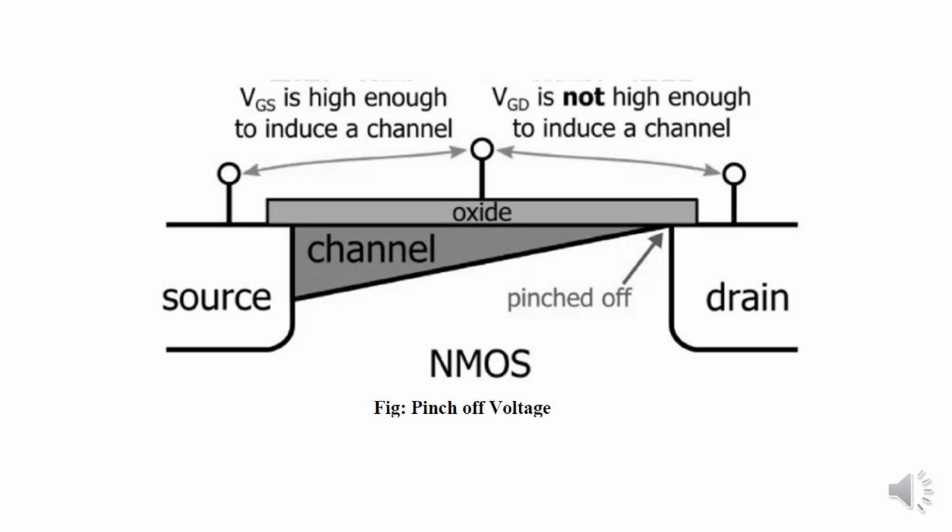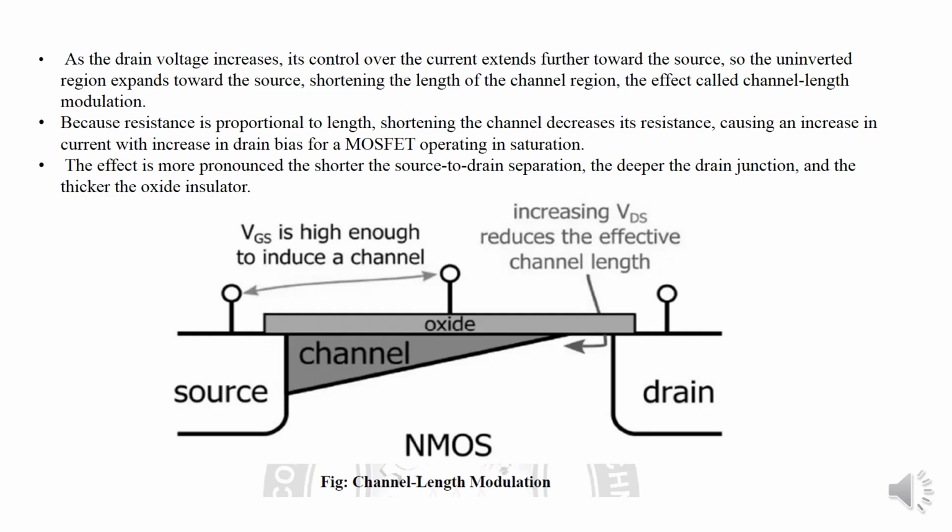so the uninverted region expands towards the source, shortening the length of the channel region, and this is called channel length modulation. Because resistance is proportional to length, shortening the channel decreases resistance, causing an increase in current with increase in drain bias for the MOSFET operating in saturation. The effect is most pronounced the shorter the source to drain separation, the deeper the drain junction, and the thicker the oxide insulator.